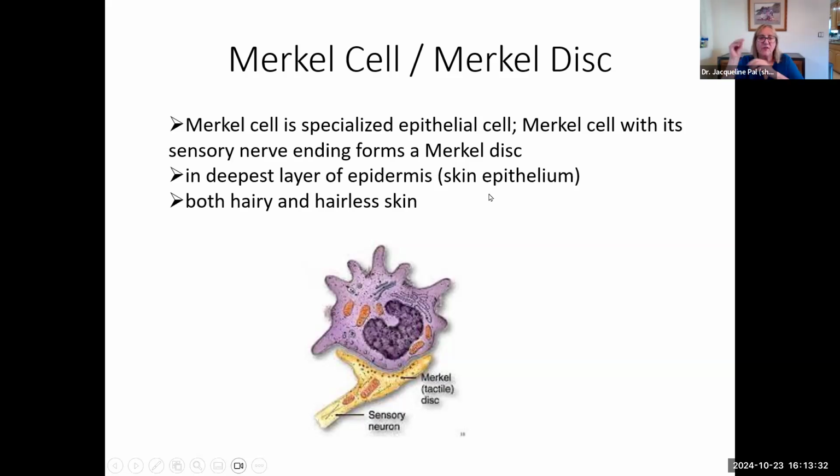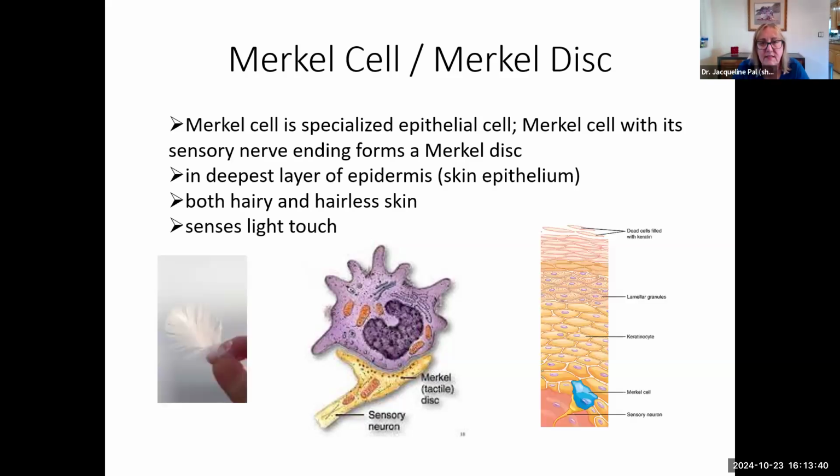So you know it's in the superficial part of the skin, and it's going to be in both hairy skin and hairless skin. But because it's in the superficial part of the skin, like right here, here's the blue cell, it's the Merkel cell, it's not going to take much to activate the sensory receptors. So for this one, it's light touch. Think of a feather going to the surface of your skin. Think of somebody barely touching the surface of your skin. That is what's activating your Merkel cells or your Merkel disc.